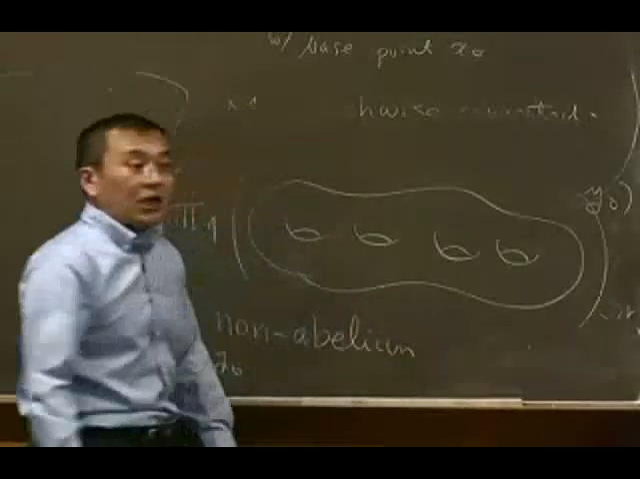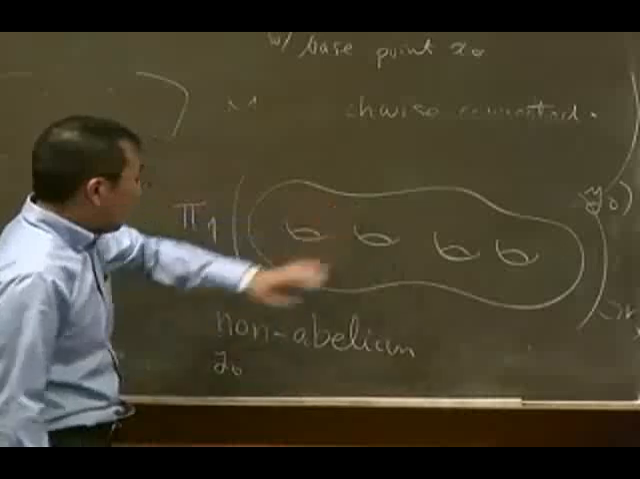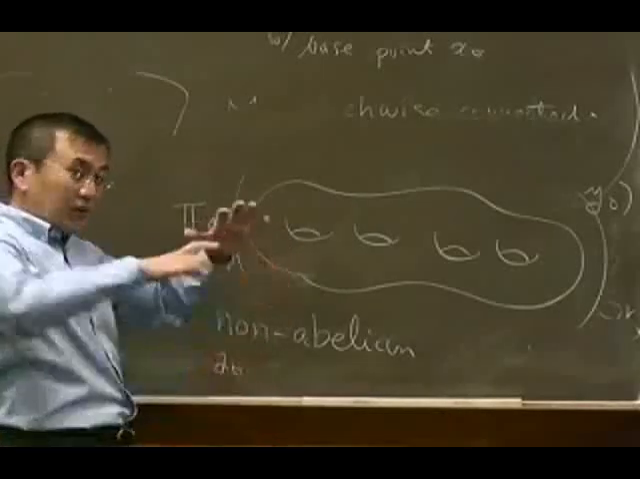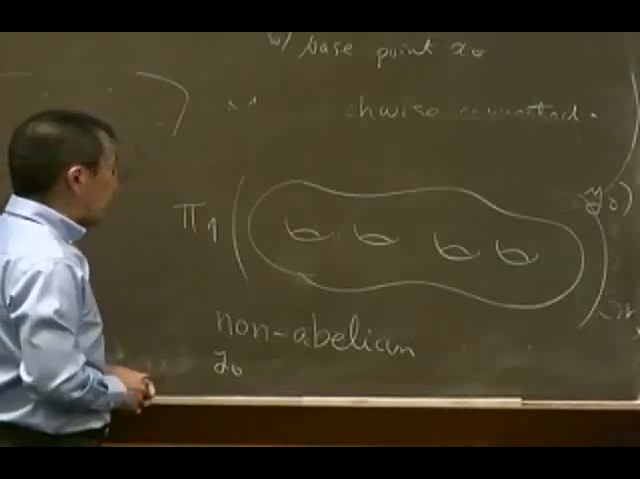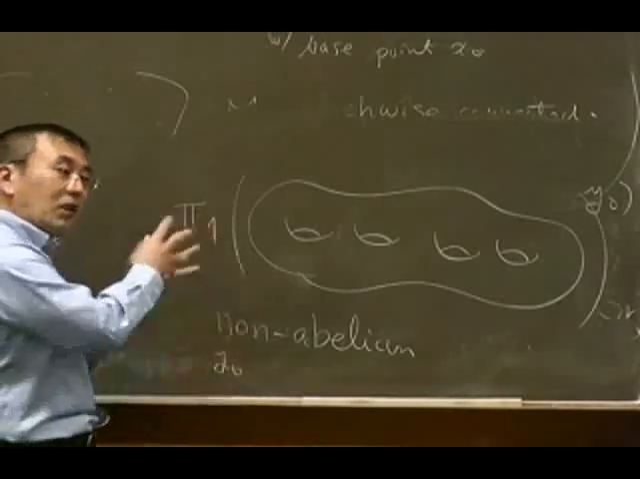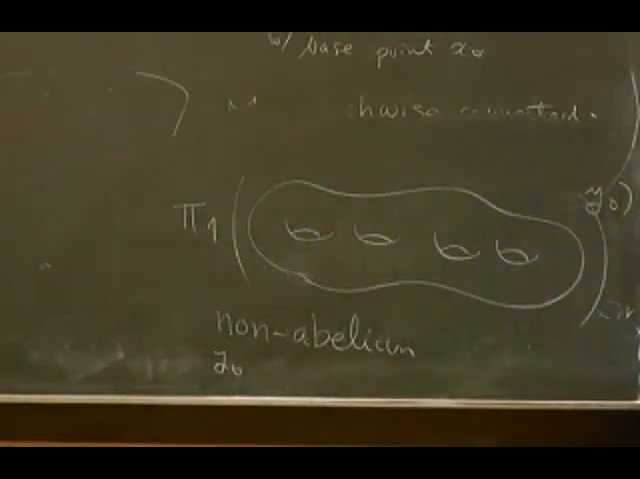And I'm going to describe that later. When the number of handles is equal to 1, which is the torus, the surface of a donut, in that case, the pi 1 is abelian. But if you have more than 1 handle, then you have a non-abelian fundamental group.